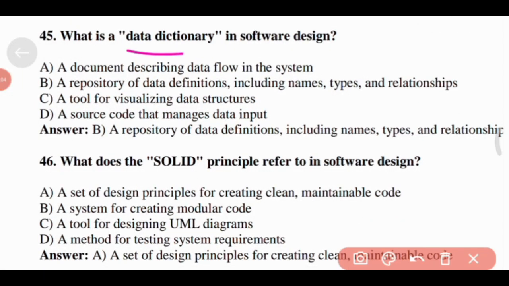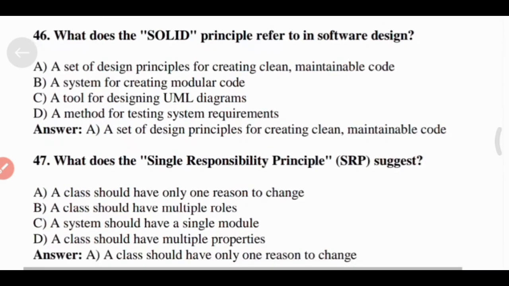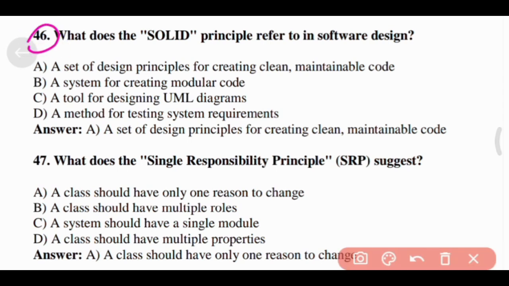What is a data dictionary in software design? Option B, a repository of data definitions including names, types, and relationships. What does the SOLID principle refer to in software design? Option A, a set of design principles for creating clean, maintainable code.